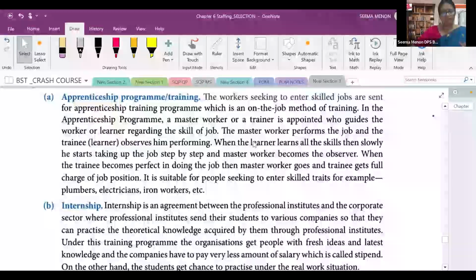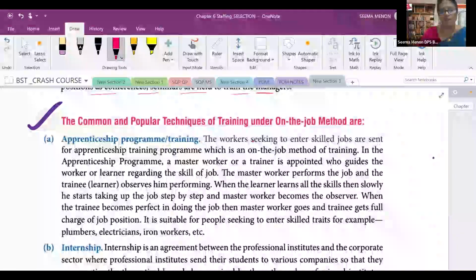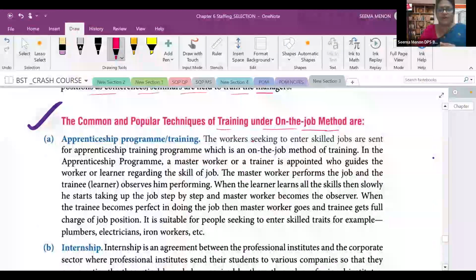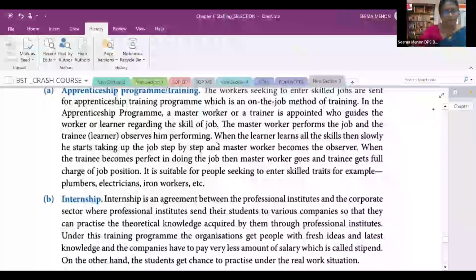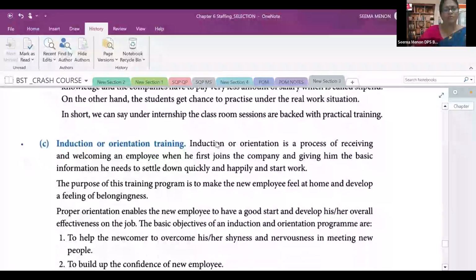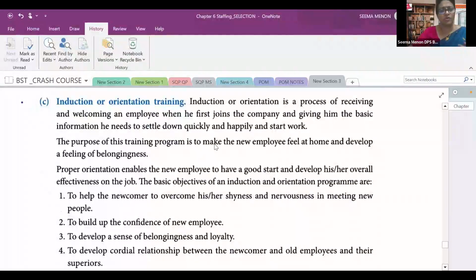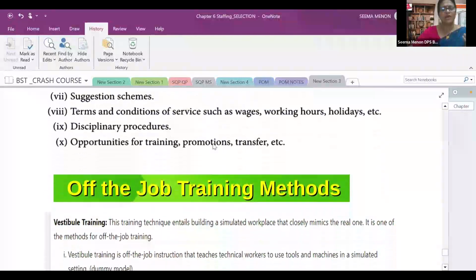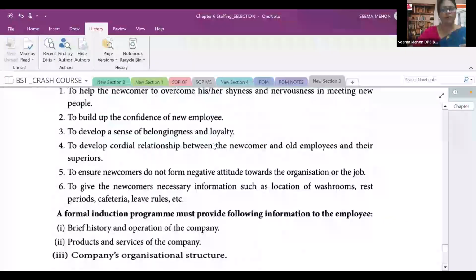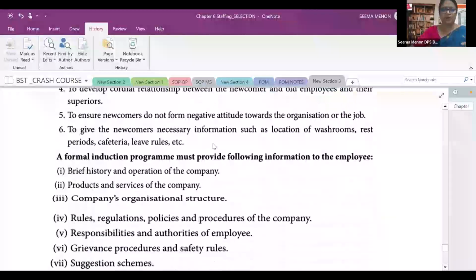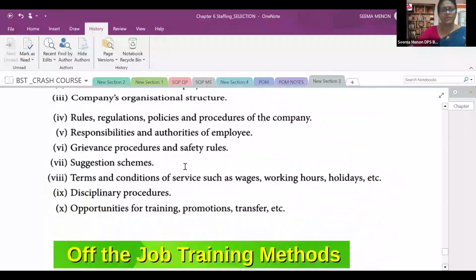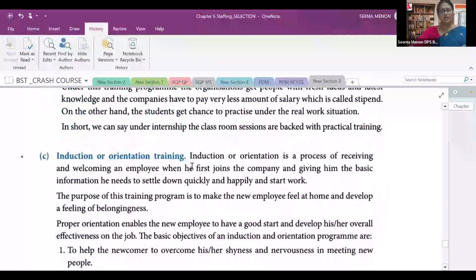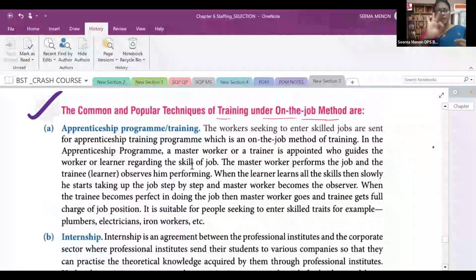Now let's discuss one by one again the common and popular techniques of training under the on the job method. On the job, what are the various types of training? In your syllabus, you can see that there are mainly 3 types of training in on the job as per CBSE now. In the NCERT book, there are various levels. We will not take all that. Off the job training, only one, that is vestibule training. Let's discuss all this. First we are going to discuss on the job training. 3 methods you have to learn.